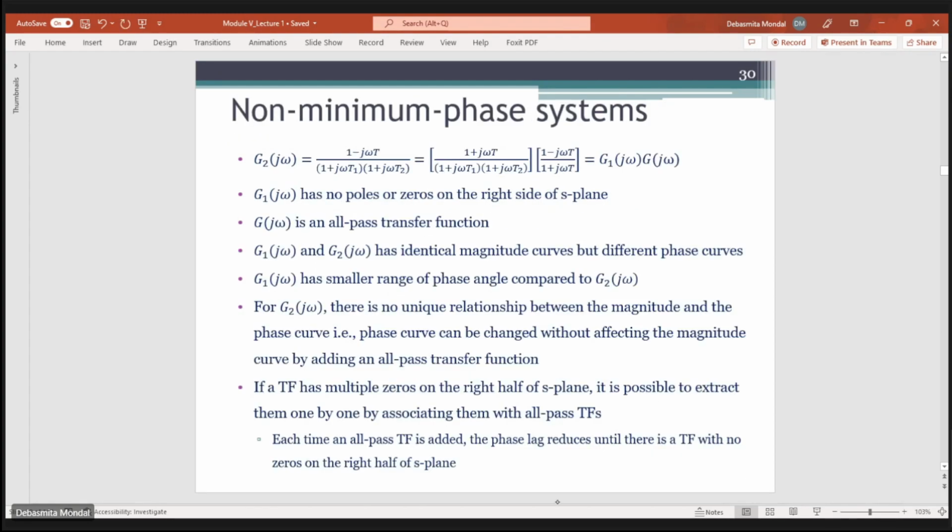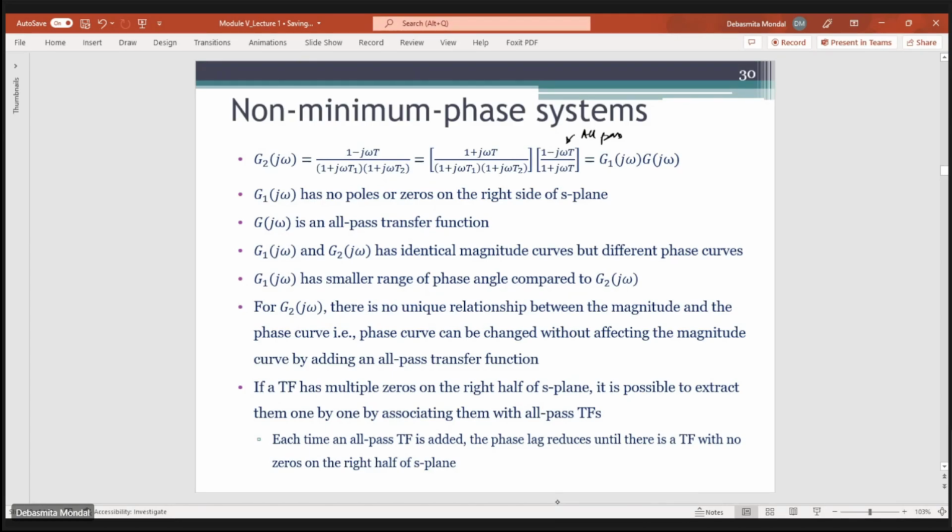So if you have a system like G2 of j omega, which is given by this, what we can do is express it by adding a term 1 plus j omega T here, and dividing it over here. So this term is nothing but an all-pass system, and now this system has all the poles and zeros in the left half of the S-plane. So we can express a non-minimum phase system.